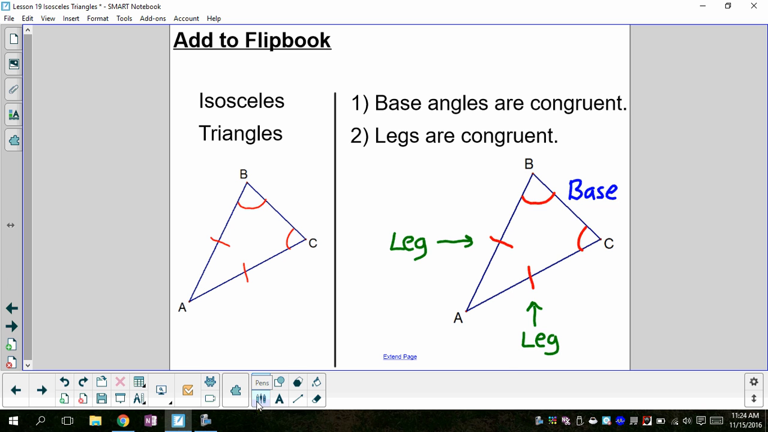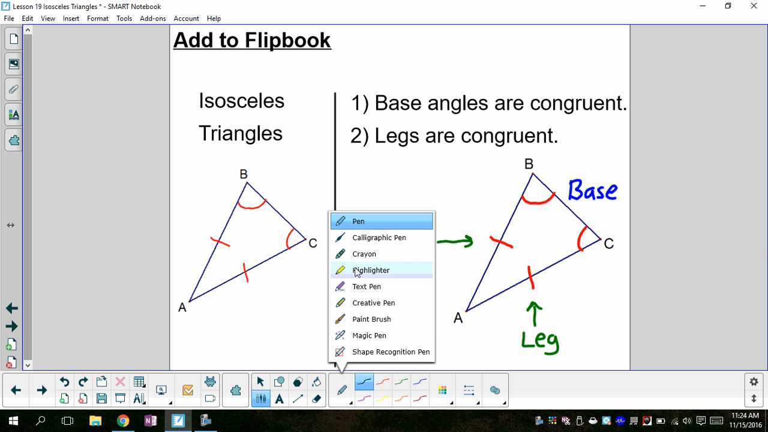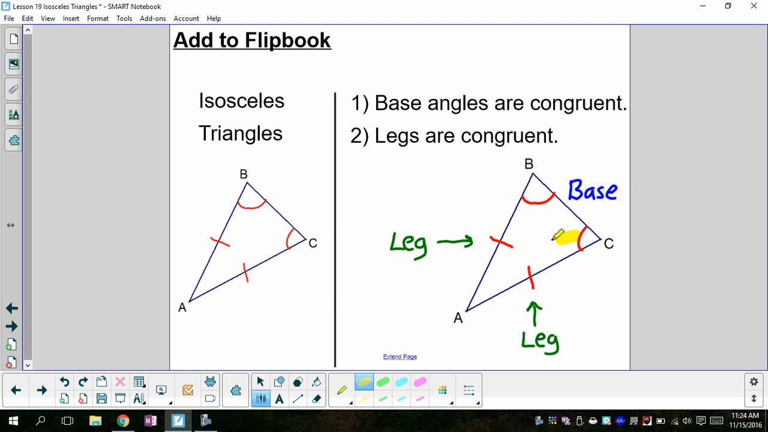So what we have here actually is the sides that are opposite from the angles that are congruent are also congruent. So you can see that this leg is across from this base angle. This leg is across from this base angle. So that's one way to figure out which angles are the base angles, or which sides are the legs. And we'll talk about that more in some examples. So make sure you add this to your flip book.